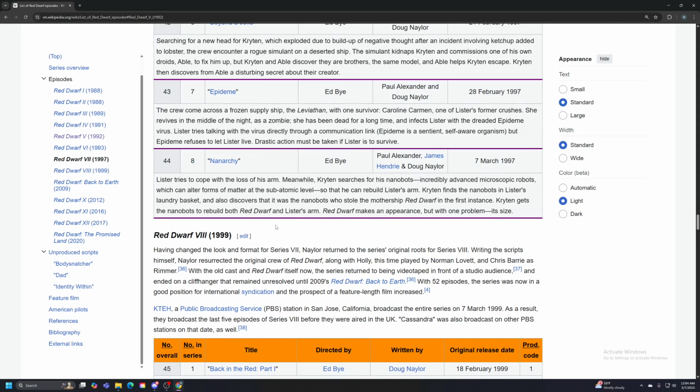Episode 7, Epideme. The crew come across a frozen supply ship, the Leviathan, with one survivor, Caroline Carmen, one of Lister's former crushes. She revives in the middle of the night as a zombie, as she has been dead for a long time, and infects Lister with the dreaded Epideme virus. Lister tries talking with the virus directly through a communication link. Epideme is a sentient, self-aware organism, but Epideme refuses to let Lister live. Drastic action must be taken if Lister is to survive.